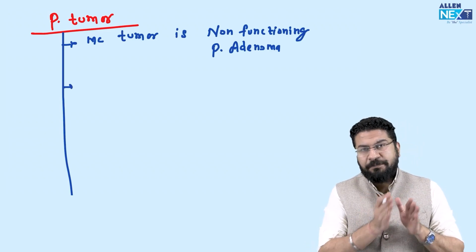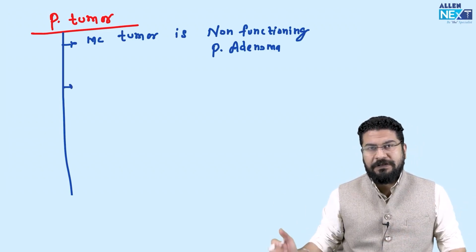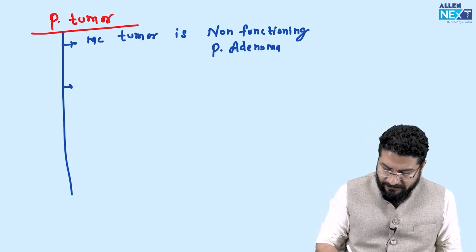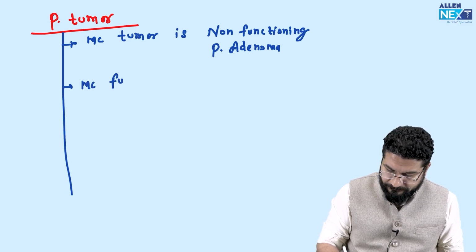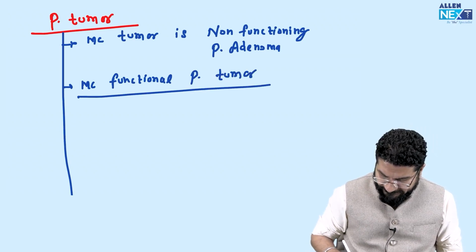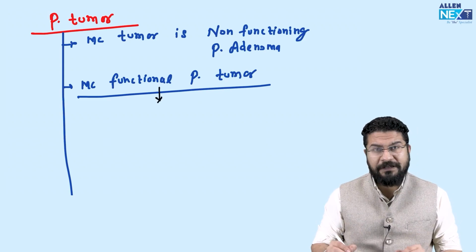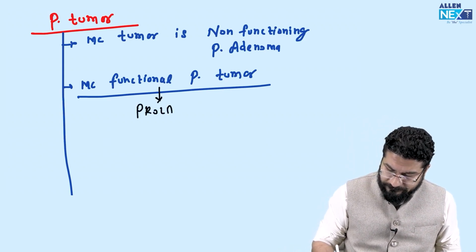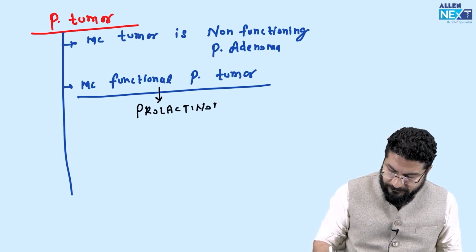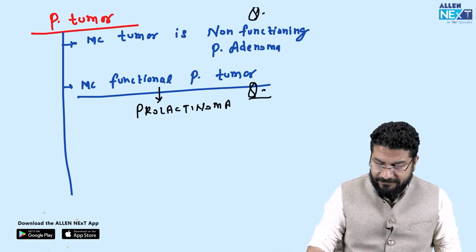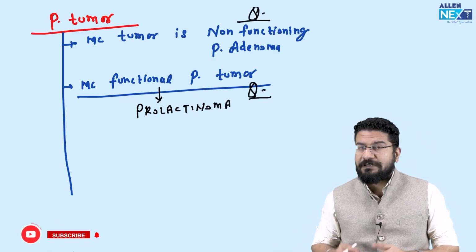So I can divide pituitary tumor into two categories: functioning and non-functioning. Functioning means they release some hormone. Non-functioning means they are not releasing any hormone. If I ask you the most common functional pituitary tumor, the one which is releasing some hormone, the most common is the one releasing more prolactin. That is called prolactinoma. So when you solve the question on the most common tumor of pituitary, remember the answer is non-functioning adenoma. If it is not given in the options, then go with prolactinoma.